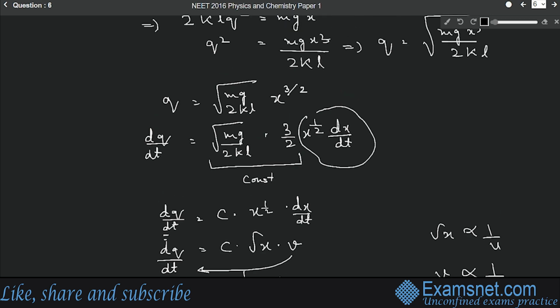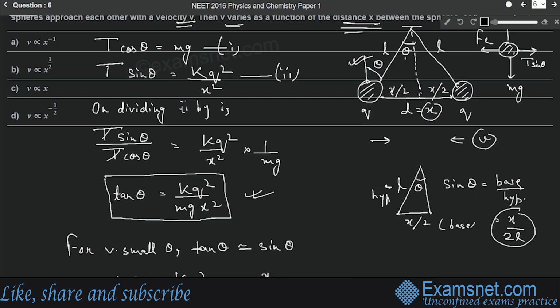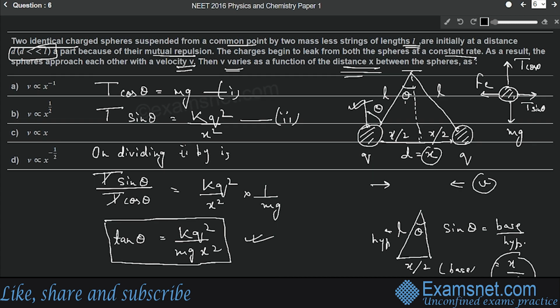Okay, so let's see which relation will be the correct one. In option number D, we have v proportional to x to the power minus half. That means v proportional to 1 by root x. Okay. So option D will be the correct answer.